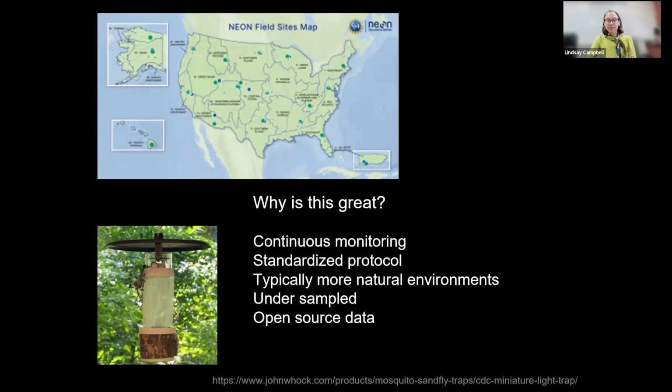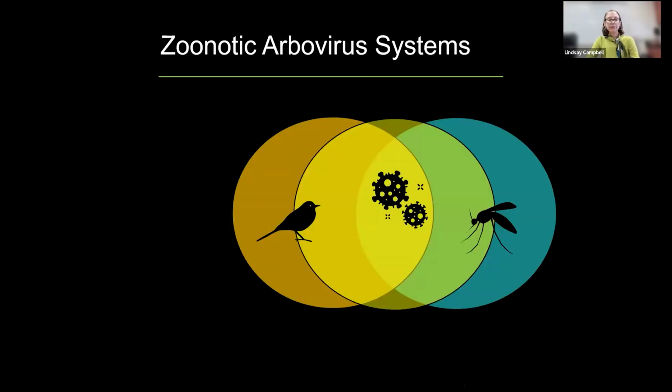And that makes sense because mosquito monitoring programs are trying to understand which mosquitoes are close to people and are there high abundances within vicinities of people. This provides a different vantage point to really understand the ecology and dynamics of these populations. And so these environments are undersampled. And then, of course, everything is open source through the NEON portal.